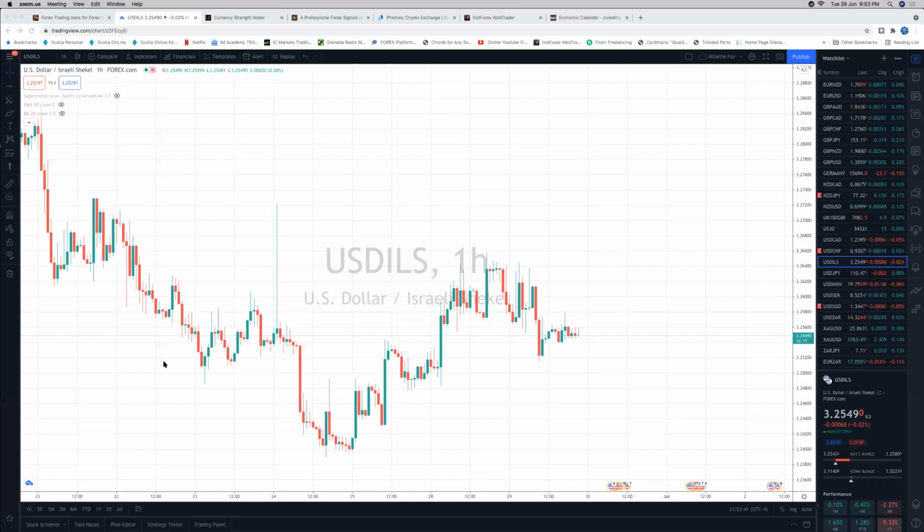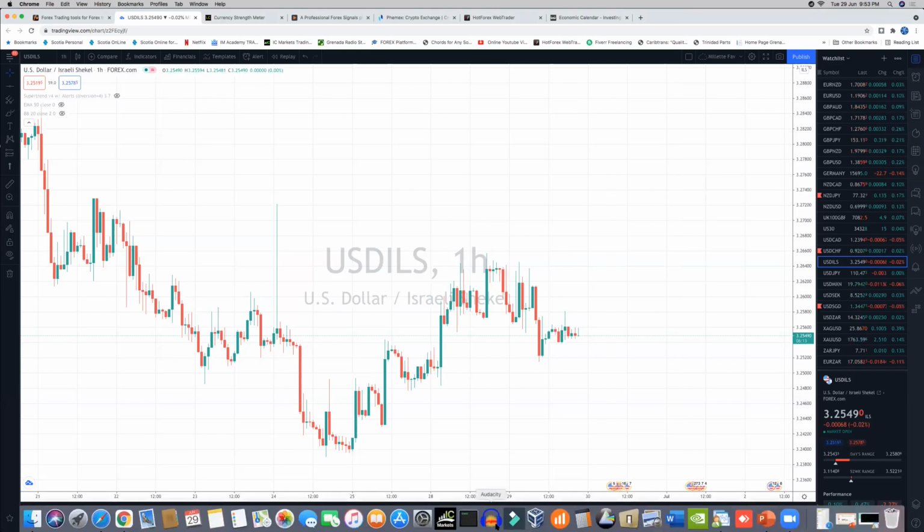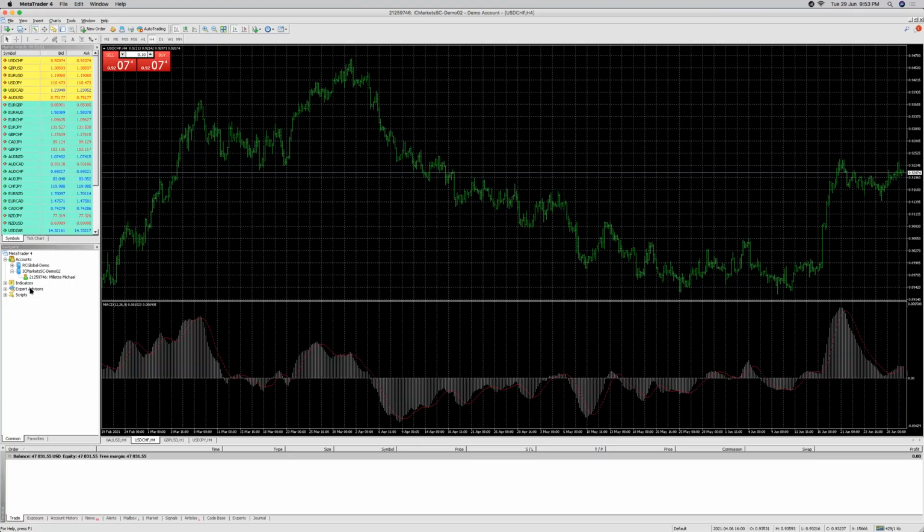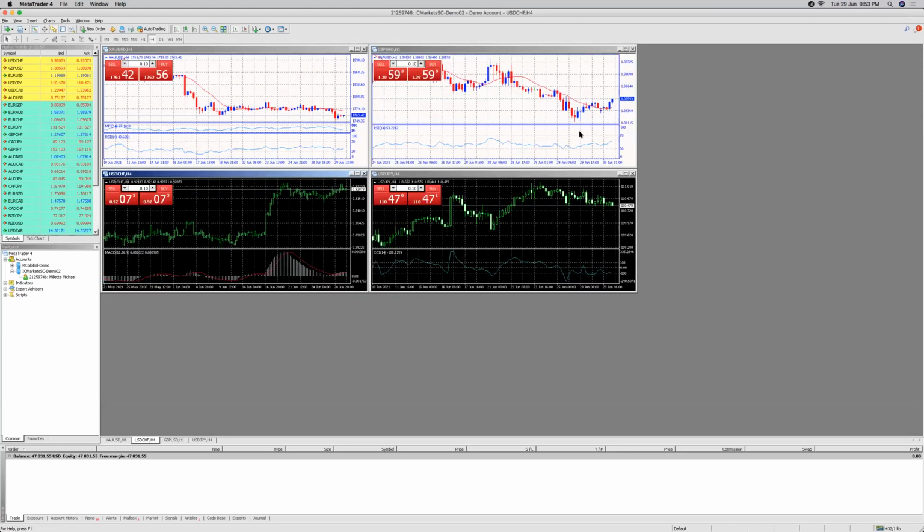So let me share my screen again and show you how we can use some of these indicators on our chart. All right, you're seeing my TradingView MT4, right? Are you able to see my screen now? Yes. Right. So here I have 4 charts.